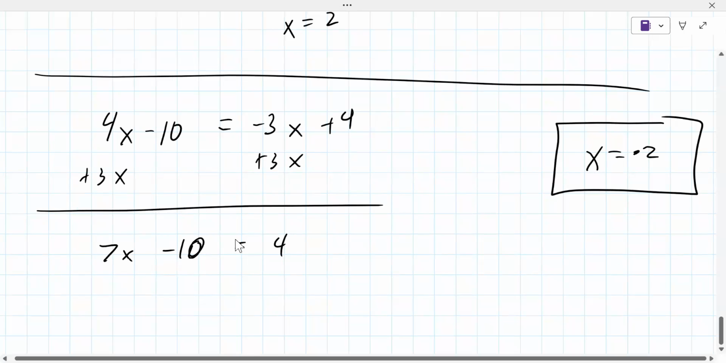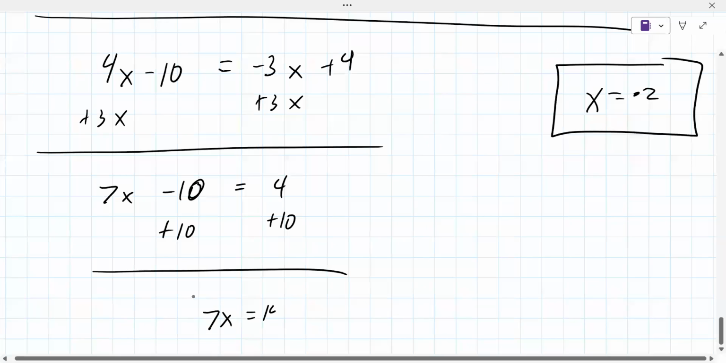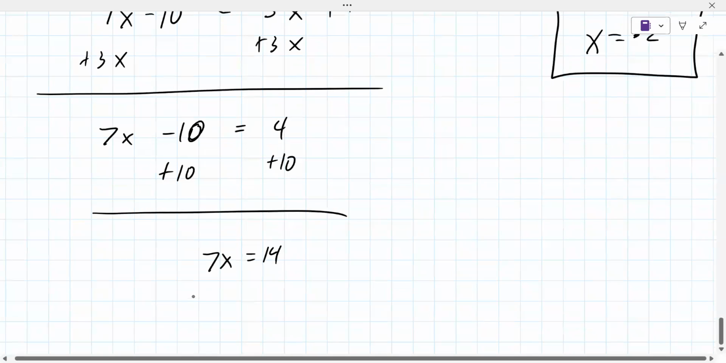Sourish, do you understand what I'm asking you? Yeah, how I solved it? Yes. What I did is that I need to add 10 to 4. Okay, that's good. So 7x equals 14. And then what do you have left from here? Divided by 7, and x equals 2, not negative 2.